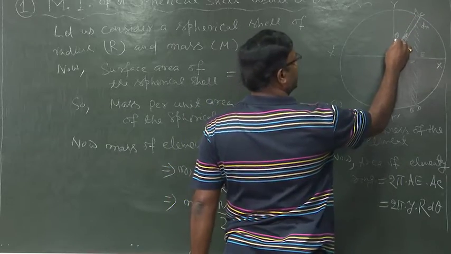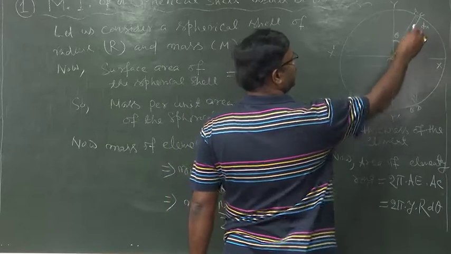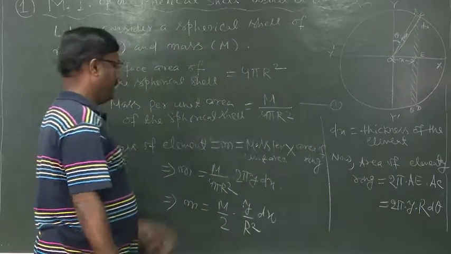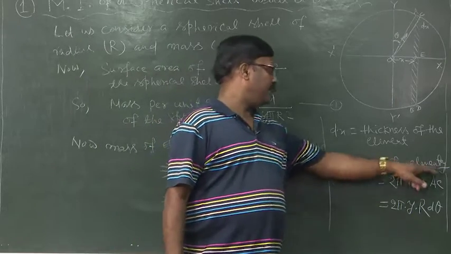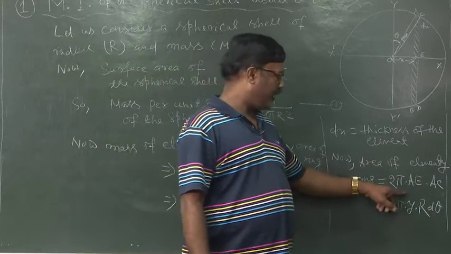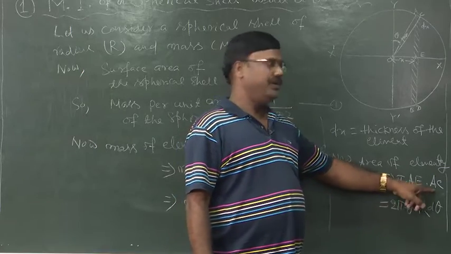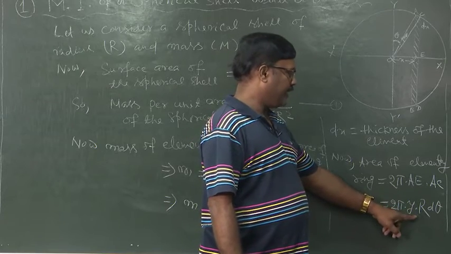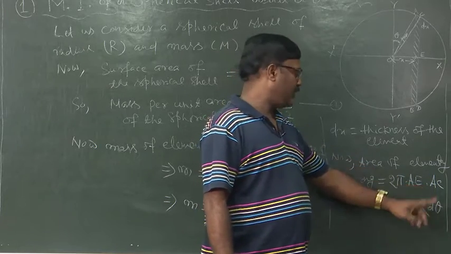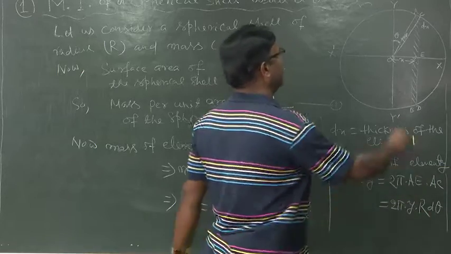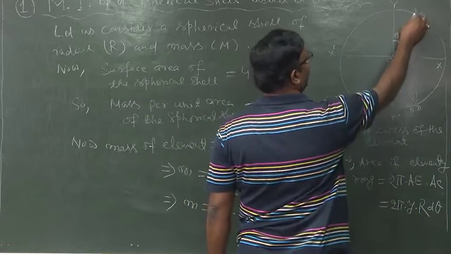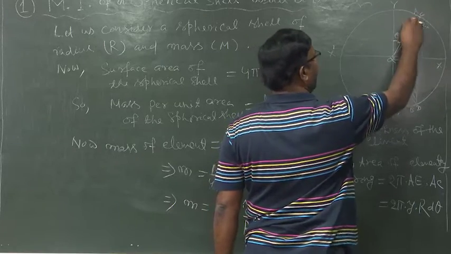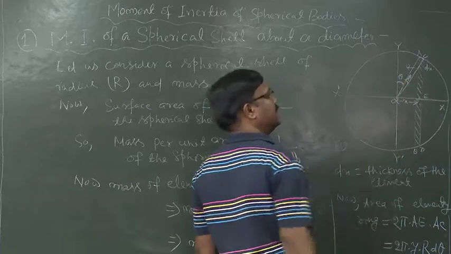Let the angle made here be theta, and here AC makes angle d theta. Now, the area of the elementary ring is equal to 2 pi into AE into AC, which is equal to 2 pi into y into AC, and this AC is equal to r d theta, because in this triangle OAC the arc is AC, the radius is r and the angle is d theta.